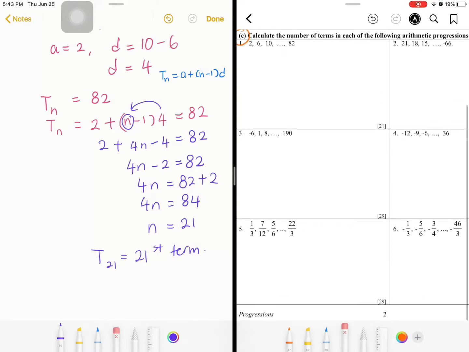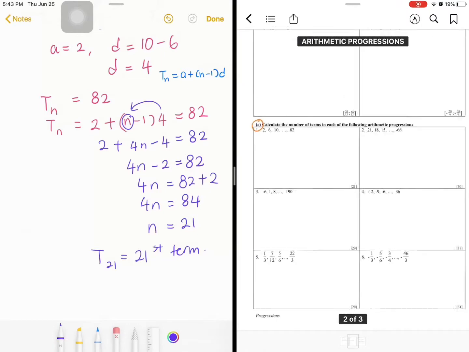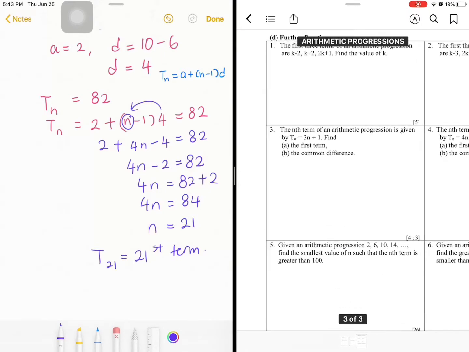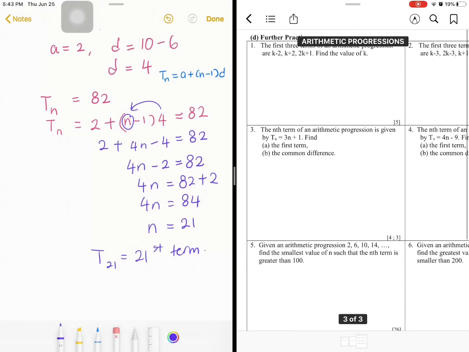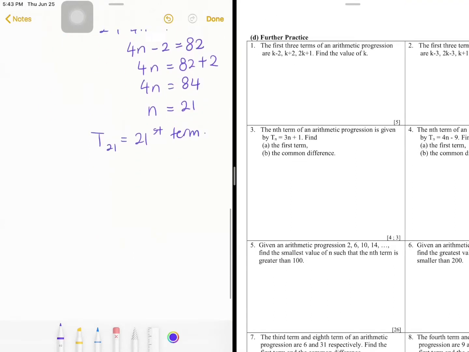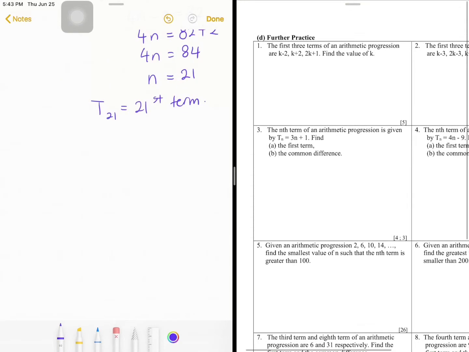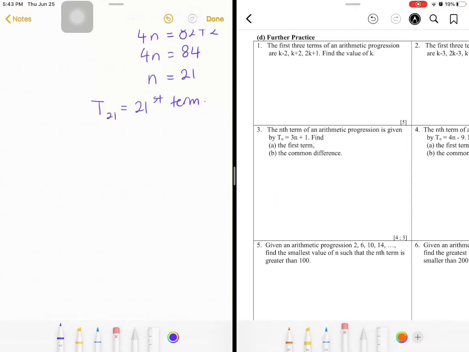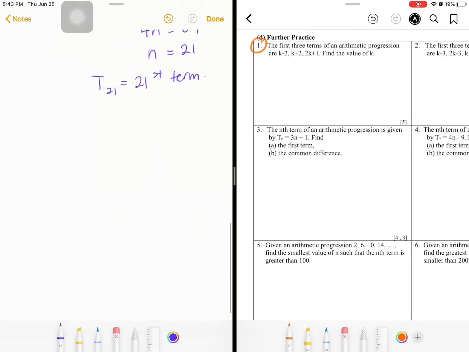Now what if we have another question? Okay, so this is further practice of arithmetic progression. Let's do the next question. The first 3 terms of an arithmetic progression are k minus 2, k plus 2, and 2k plus 1. Now the question wants us to find the value of k.